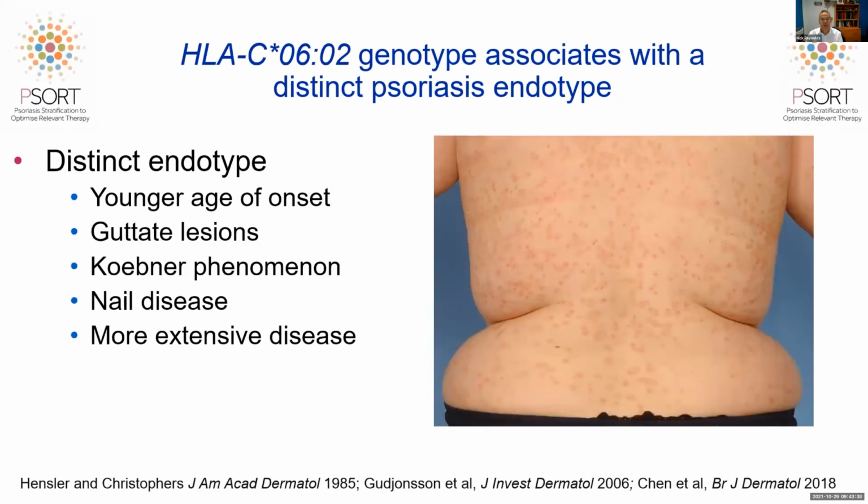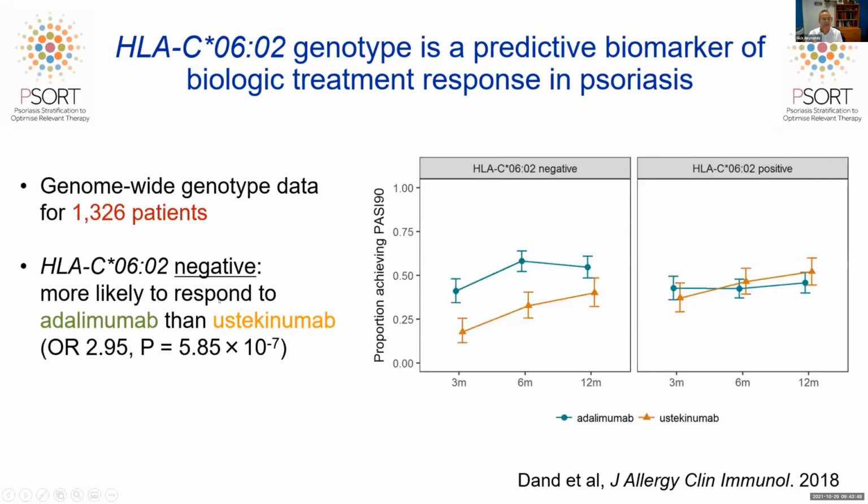HLA-Cw6, as you know, is the most common genotype associated with psoriasis, and it's associated with a particular clinical phenotype that we recognize: younger age, more severe disease. And in a study led by Nick Dand that combined BSTOP and BADBIR, studying more than 13,000 patients, we found a difference in the response depending on the drug.